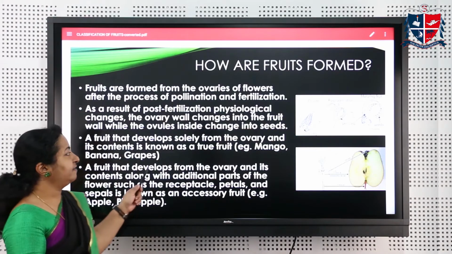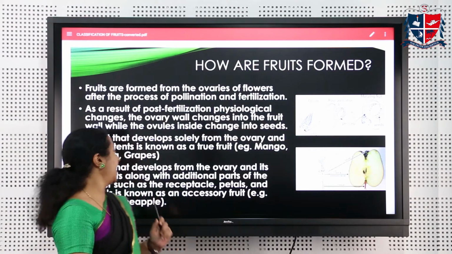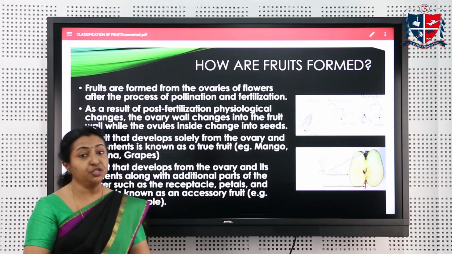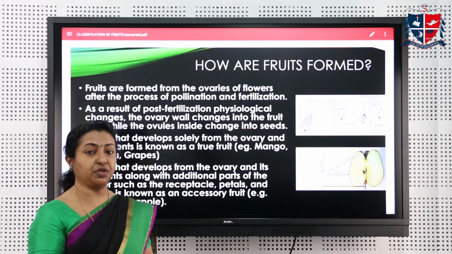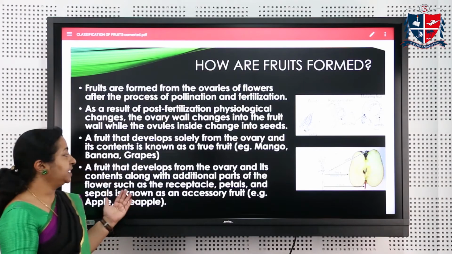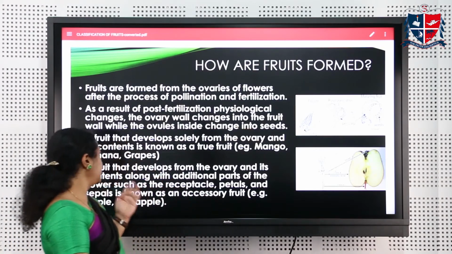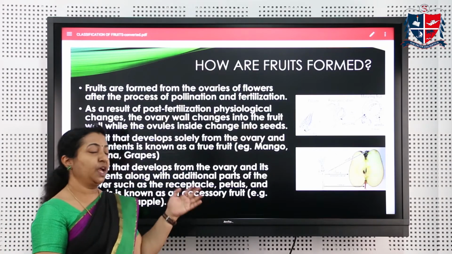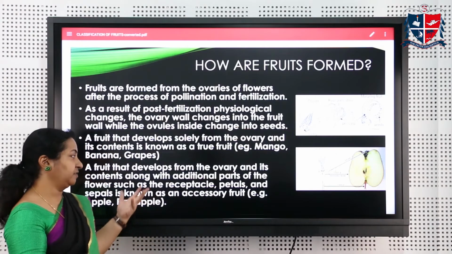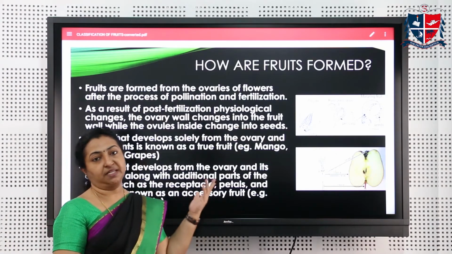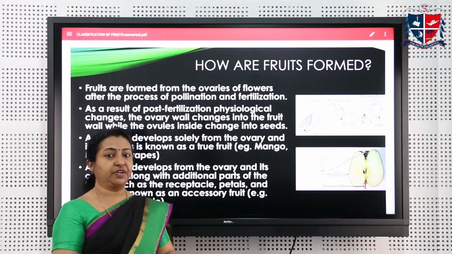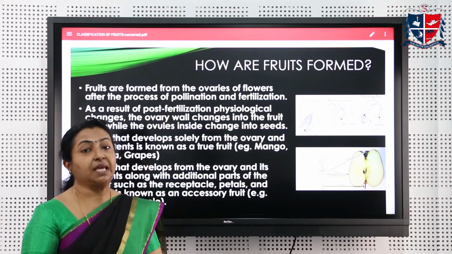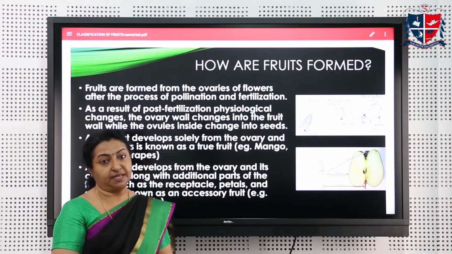A fruit that develops solely from the ovary and its contents is known as a true fruit, as in the case of mango, banana, grapes, etc. While a fruit that develops from the ovary and its contents along with additional parts of the flower like the receptacle, petals, sepals, etc. forms what is known as an accessory fruit. This happens in the case of the apple, pineapple, etc.